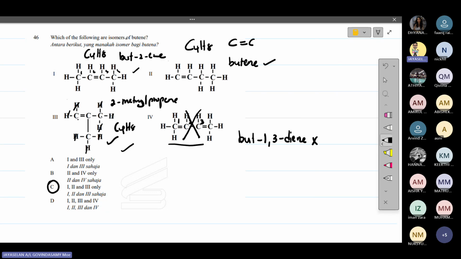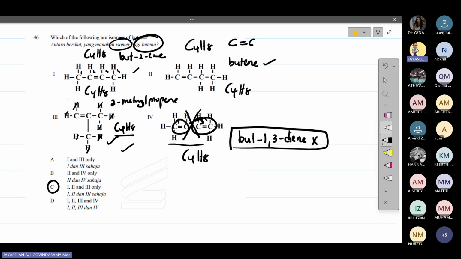Okay, sebab dia isomer. Isomer boleh ubah dia punya nama kan, tapi dia punya molecular formula same. Kalau you tengok molecular formula, hydrogen 1, 2, 3, 4, 5, 6, 7, 8. C4H8. Ini pun C4H8. Ini pun C4H8. Tetapi nama dia ada 2 double bond. Butene kena ada 1 double bond. Okay, this is buta-1,3-diene. Dia ada 2 double bond. Ini yang beza.